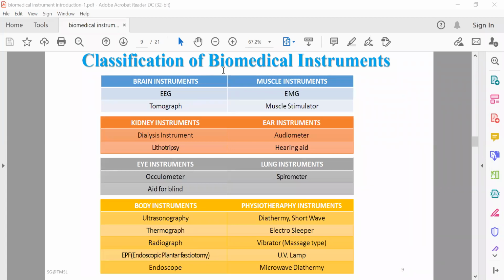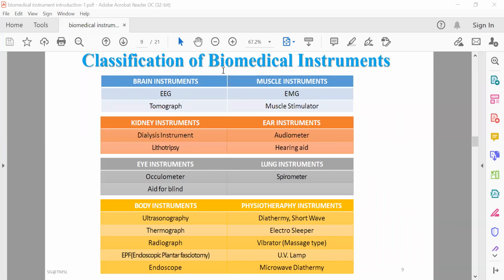Next are the lung instruments. Basically, the spirometer is used for testing lung functions. Different body instruments are used to measure some parameters, like ultrasonography, thermography instrument, radiographic instrument, endoscopy, and plantar fasciotomy instrument. The endoscope instrument is related to the body instruments.